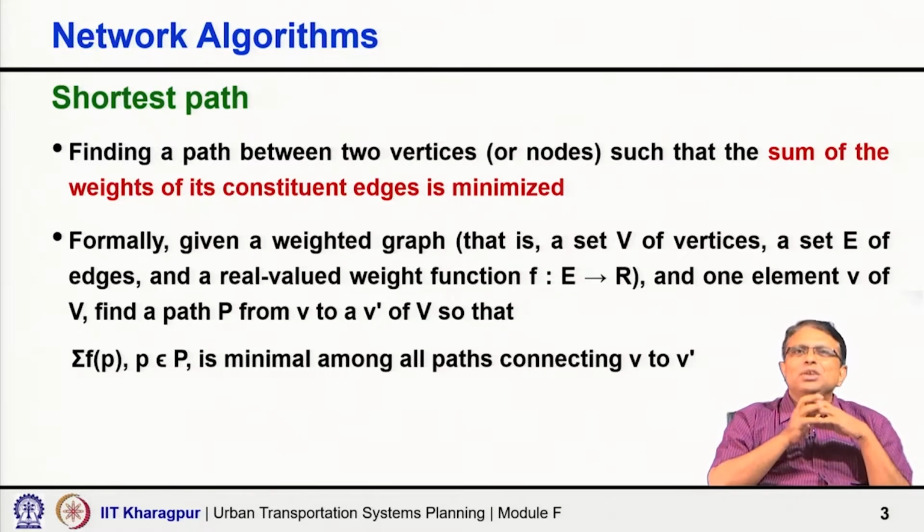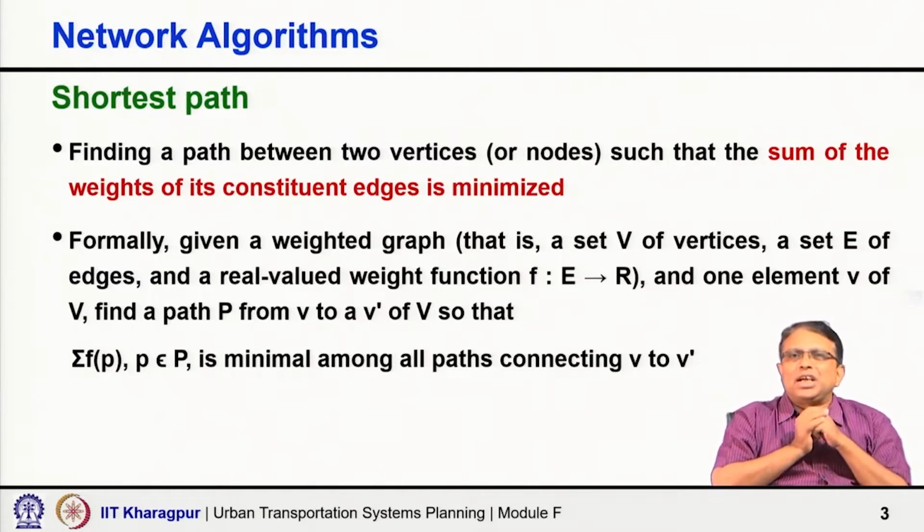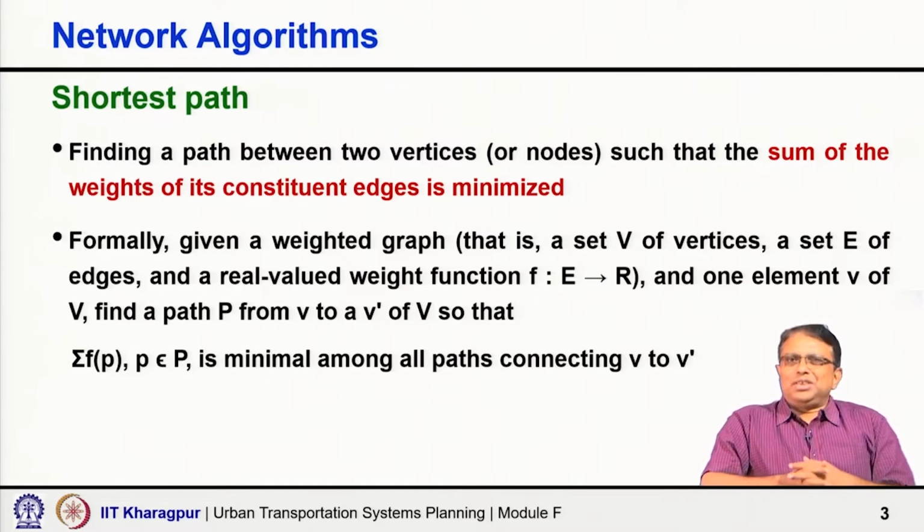Formally, given a weighted graph and one element V of capital V, that means one node of all the vertices, all the nodes that are there in the network, find a path from one origin to another destination, so that within this pair the total travel time or the travel cost is minimized.